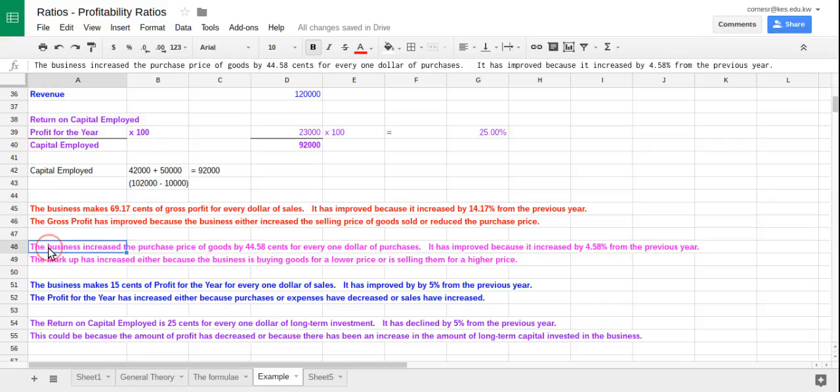Okay, the second ratio was the markup. The business increased the purchase price of goods by 44.58 cents for every $1 of purchases, and it's improved because it increased by 4.58% from the previous year. And again, the markup has increased because the business is either buying goods for a lower price or it is selling those same goods for a higher price.